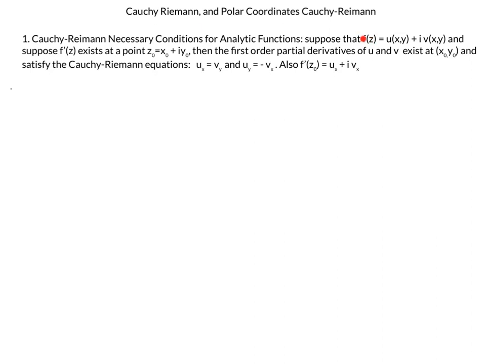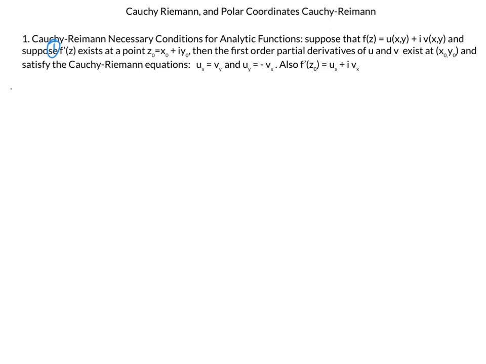So suppose we have a function f(z), which is equal to u(x,y) plus i v(x,y). Then suppose this is our first condition: f prime of z exists at a point z naught. So in other words, the derivative exists at a particular point.